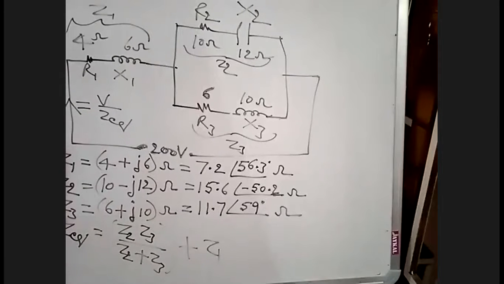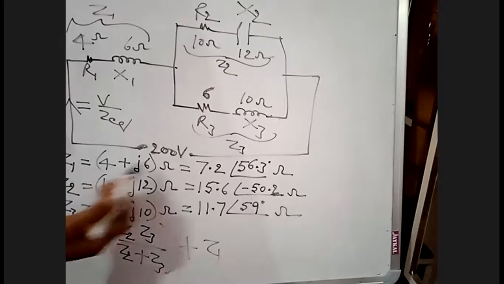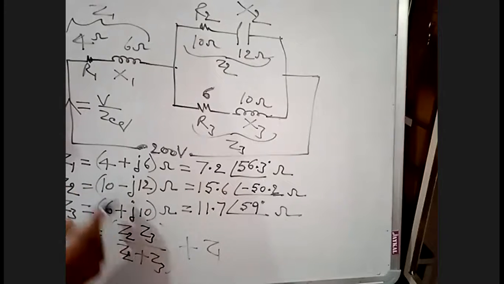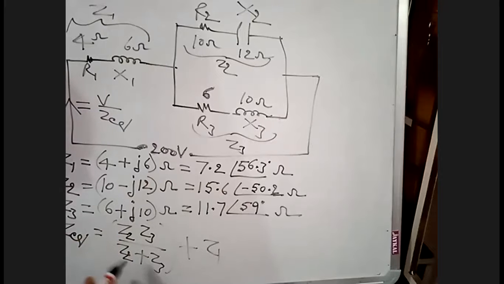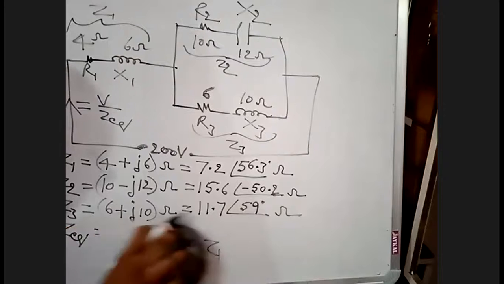Now, in multiplication, take polar form. In addition, take rectangle form. So we have both rectangle form and polar form. So for Z2 and Z3 take the polar form: 15.6 at 11.7. First I will calculate Z2 Z3; later we will go for Z1.